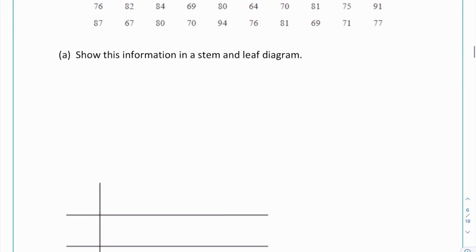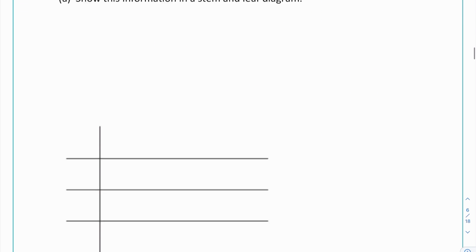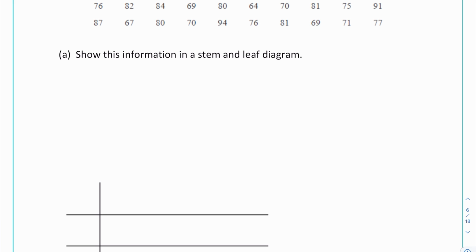For question 13, we are asked to draw a stem and leaf diagram. This is always quite awkward to draw, especially when there's a lot of numbers.